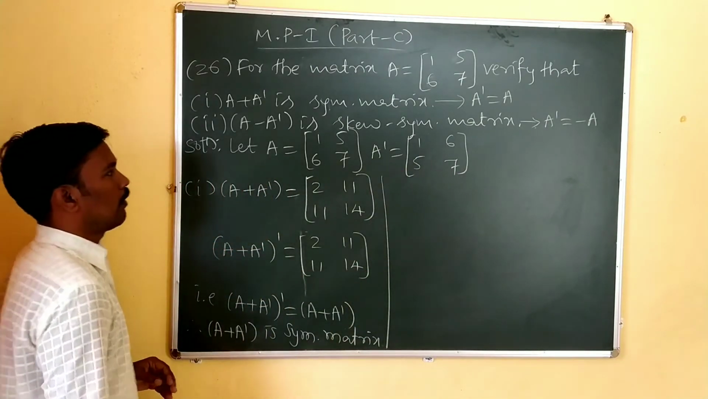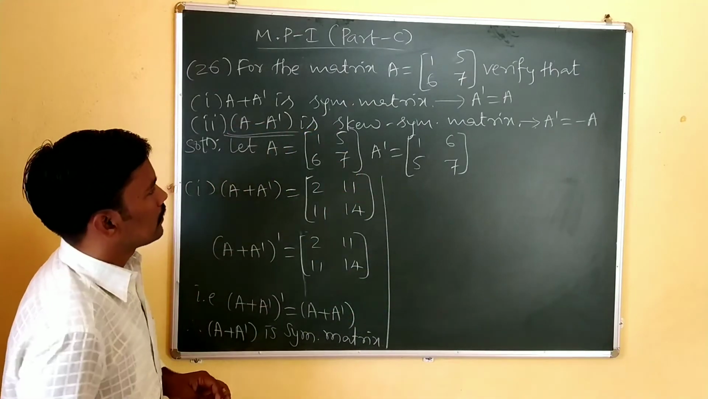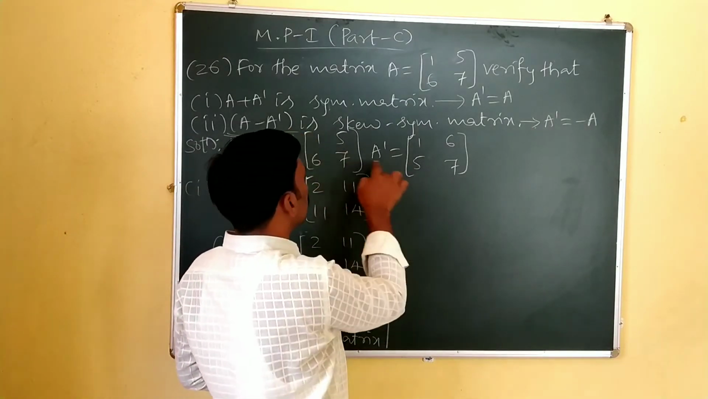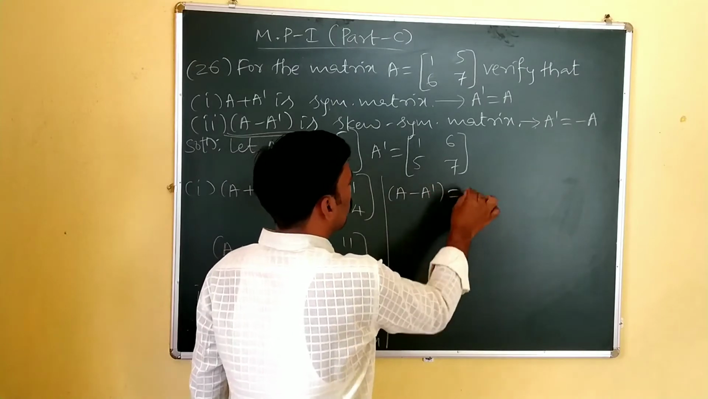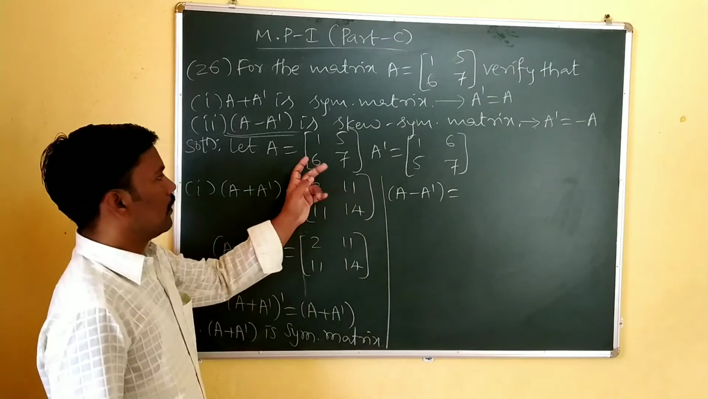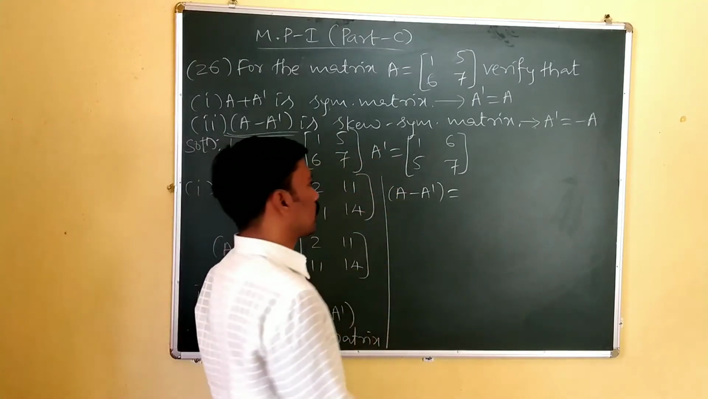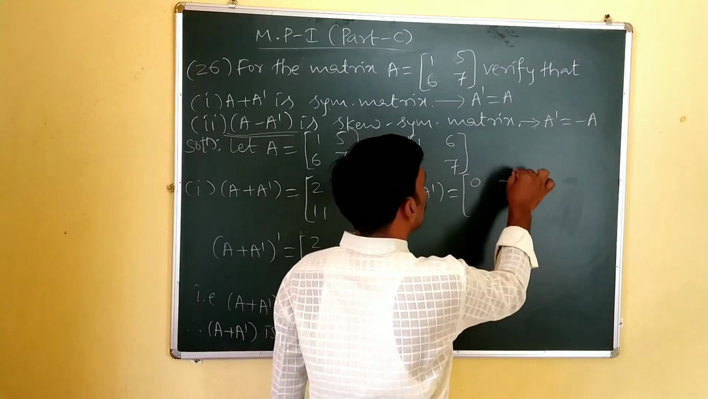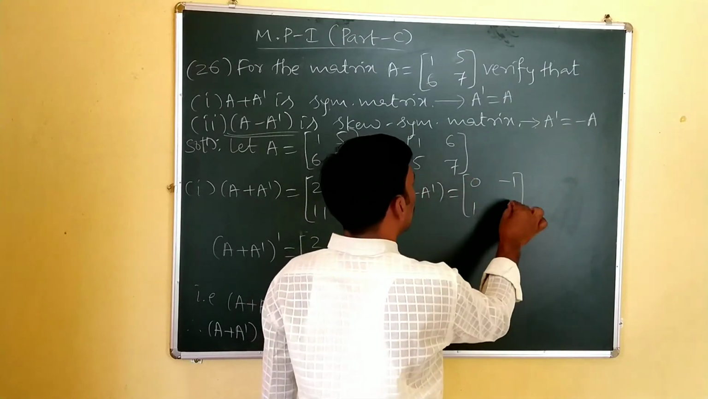And take the second one, A minus A dash. A minus A dash should be a skew symmetric matrix according to the formula. For that, take the difference of these two. A minus A dash is, taking the difference of corresponding elements, 1 minus 1 which is 0, 5 minus 6 is minus 1, 6 minus 5 is plus 1, 7 minus 7 is 0.